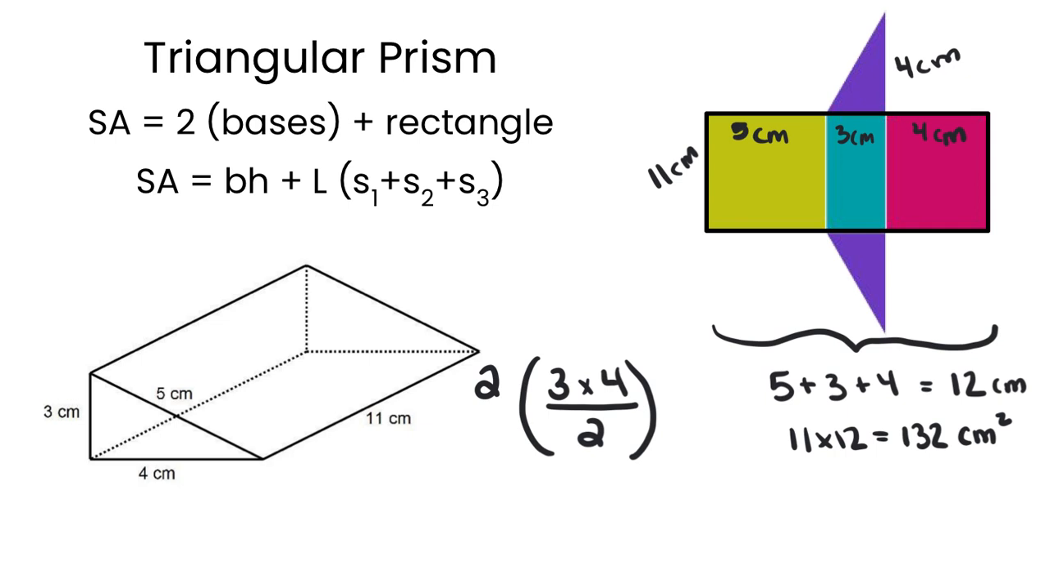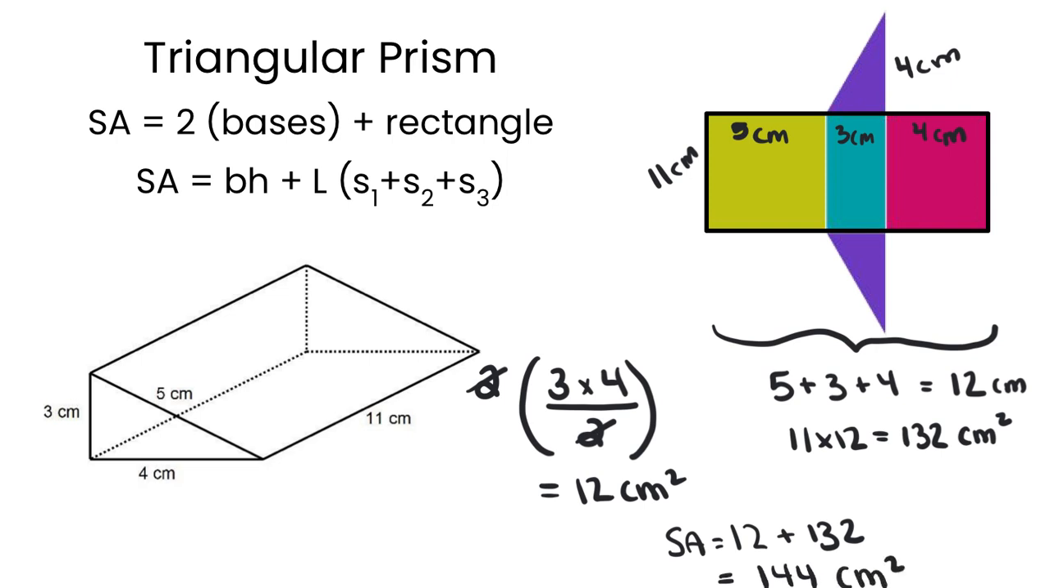Remember from our fractions unit that if we have a 2 in the numerator and a 2 in the denominator, they equal 1, so we don't actually need those. So this gives us 12 square centimeters. Next step is just to add those two pieces together, to give us a total surface area of 144 square centimeters.